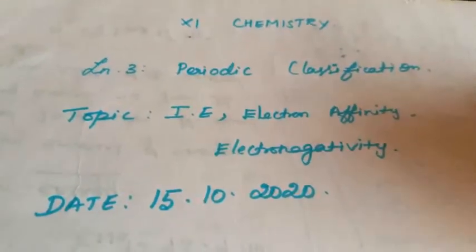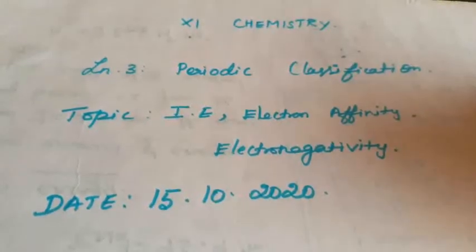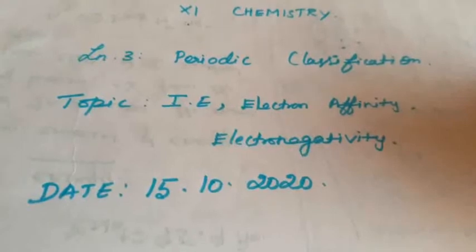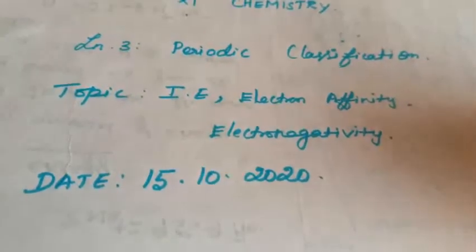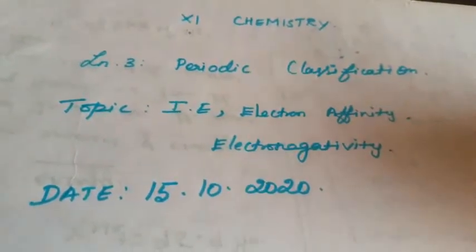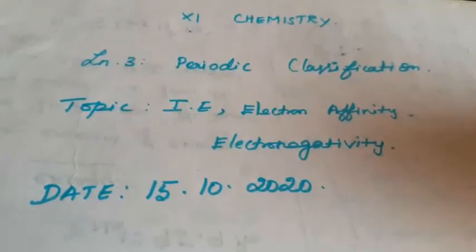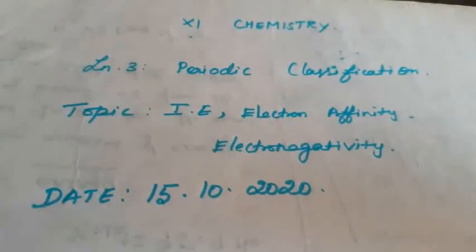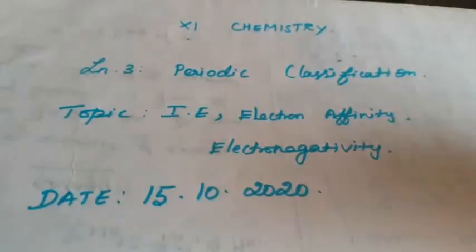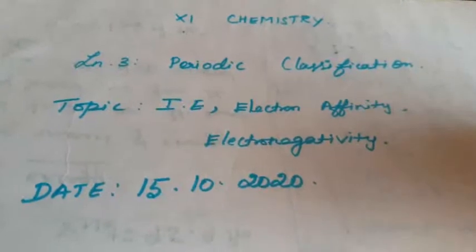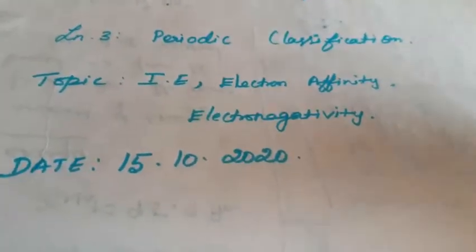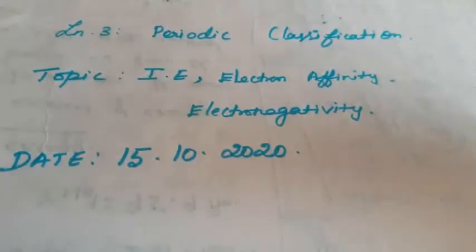Today we are going to see lesson 3, periodic classification, a continuation of the last video, that is ionization energy. So what is meant by ionization energy? The amount of energy required to remove the electron from the outermost valence shell in the gaseous state of the atom is called ionization energy. Last class we studied how it varies in the group and the period.